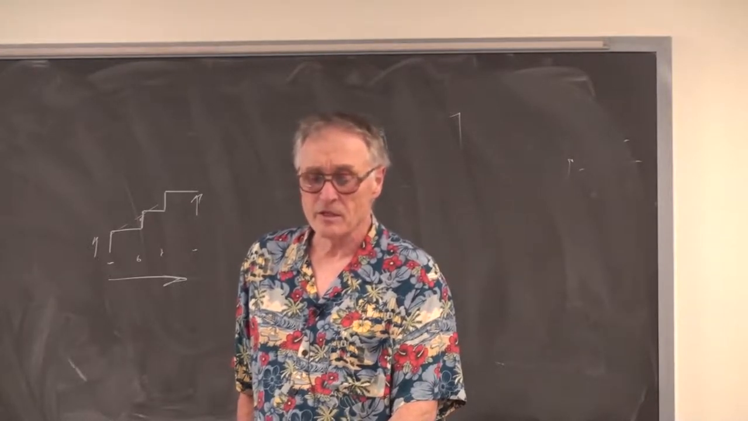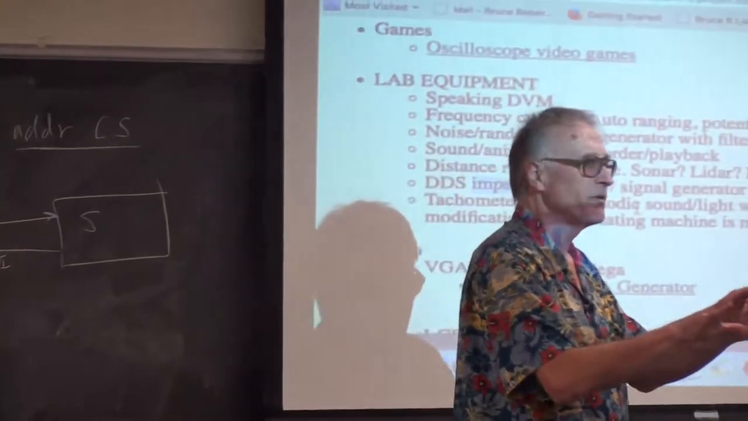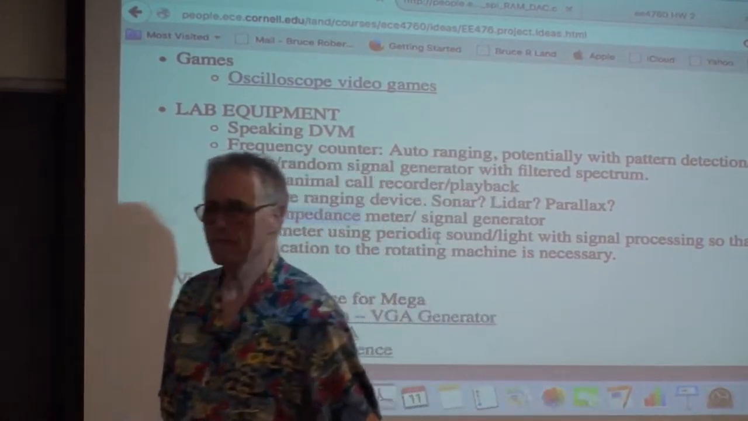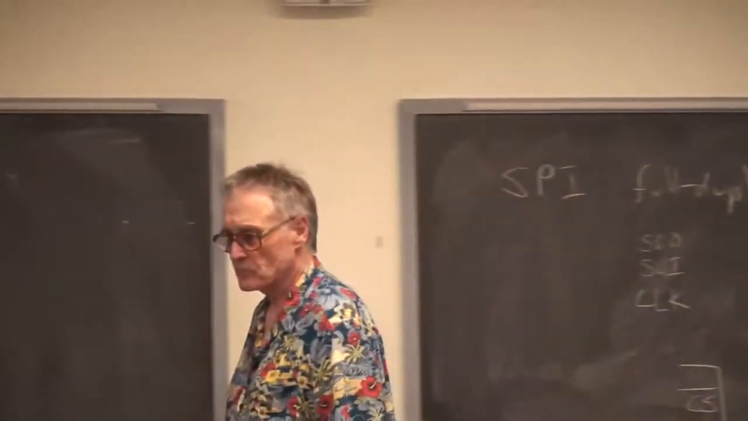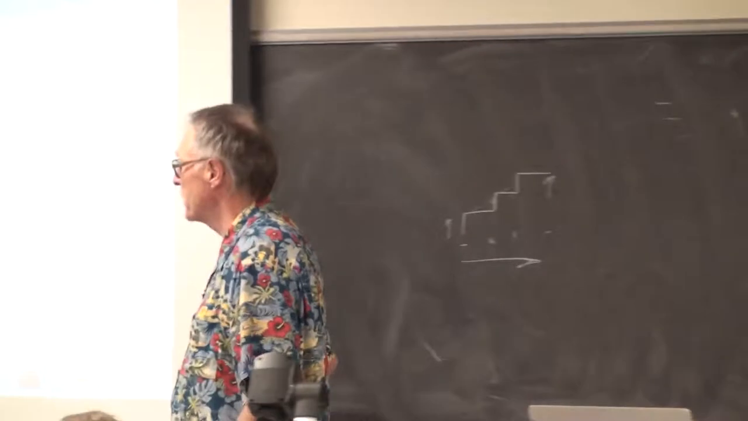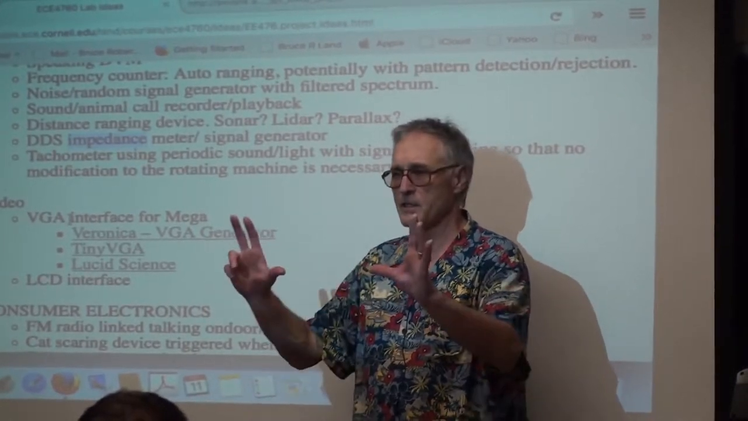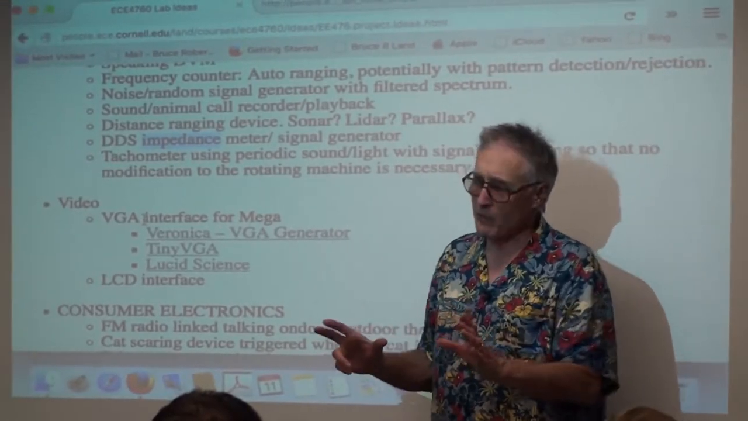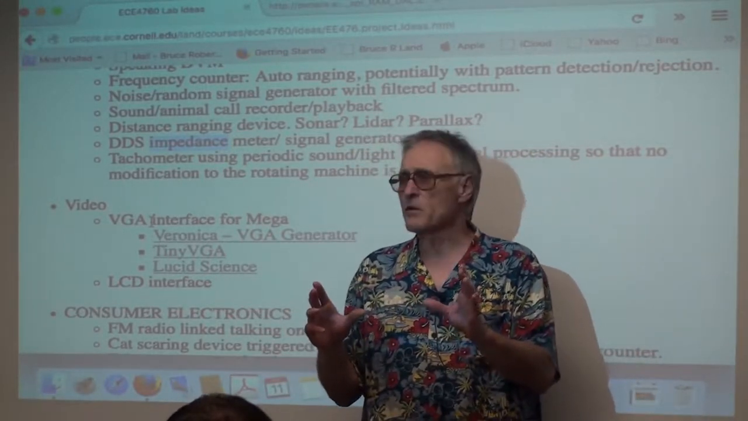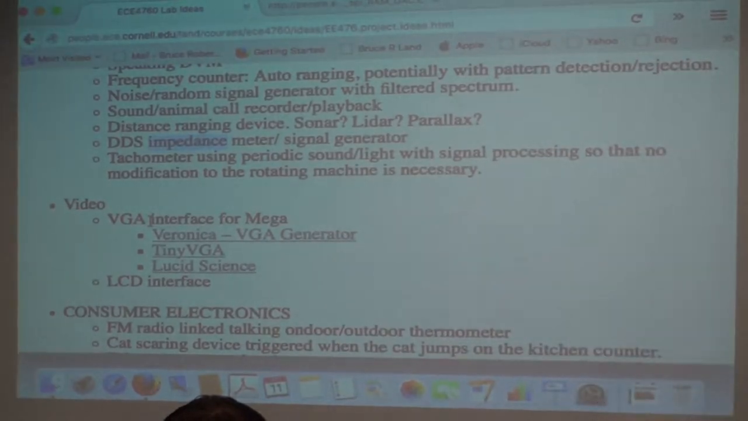How about a tachometer? I would like a tachometer that requires no modification of the device being measured. So I walk up to a motor shaft, I point something at it, I get the RPM. Another possibility, which would be really fun, would be to build a VGA interface for the PIC32. Build a 640 by 480 or 320 by 240 or 160 by 120 display on VGA, maybe powered out of one of those serial RAMs as a frame buffer, and get all the timing. The sync for VGA is really easy to generate.